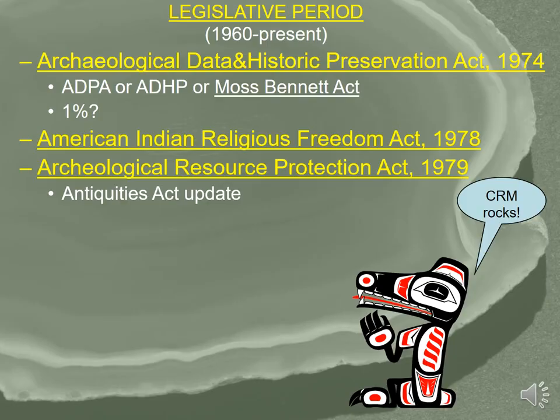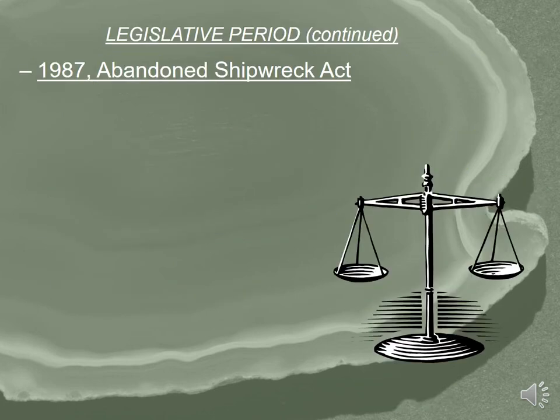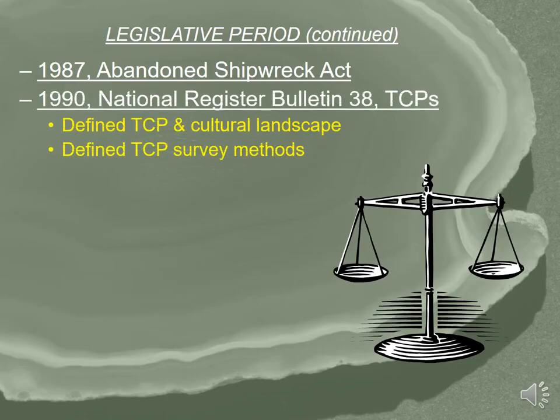Basically, the Antiquities Act in 1906 didn't provide enough protections for archaeological sites, fines and penalties. The Archaeological Resource Protection Act, or ARPA, in 1979 strengthened those laws, so both the Antiquities Act and ARPA are still on the books. The NHPA regulations have been updated multiple times over the course of the last 20, 30, 40 years. Abandoned Shipwrecks Act, National Register Bulletin 38, established in 1990 traditional cultural places as an important cultural resource. In 1990, a very important law, the Native American Graves Protection and Repatriation Act, was passed.